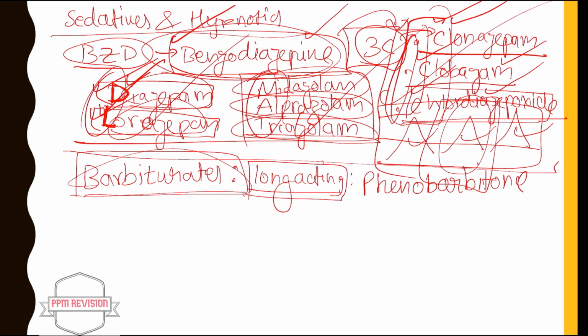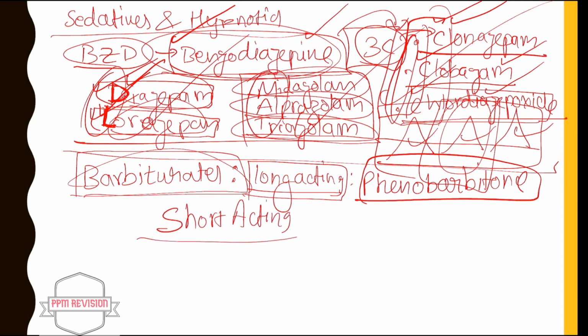So in case you have no idea of CNS and you are watching this video, it would be very helpful, because at the end of the video I am pretty sure that you will be knowing at least 50% of what I am telling. So long acting is phenobarbital. Then moving on to short acting, there is pentobarbital.